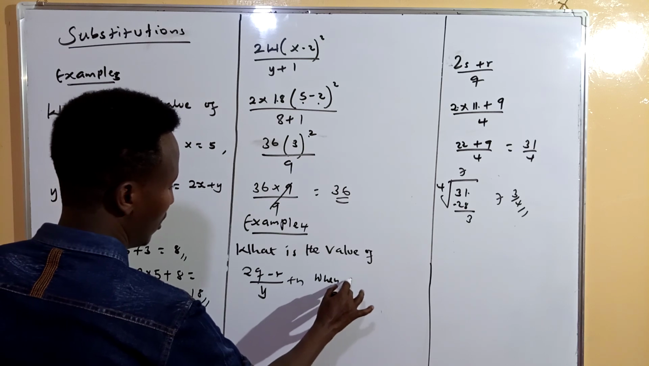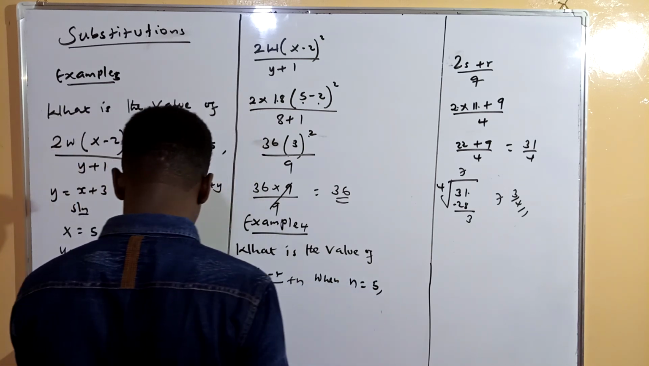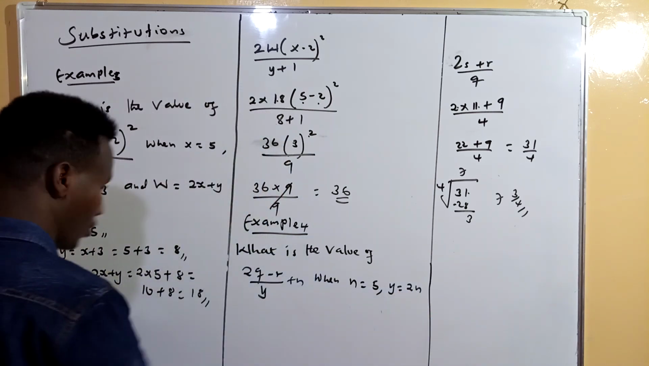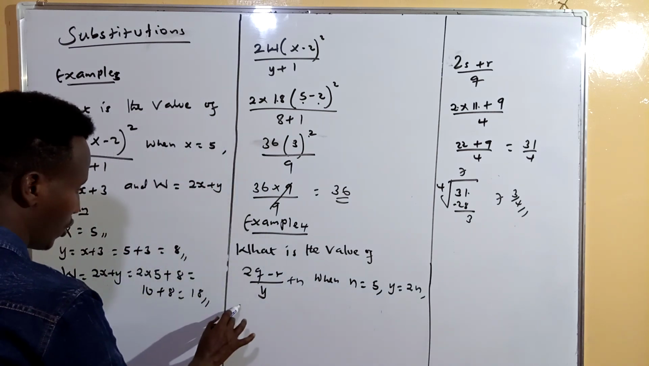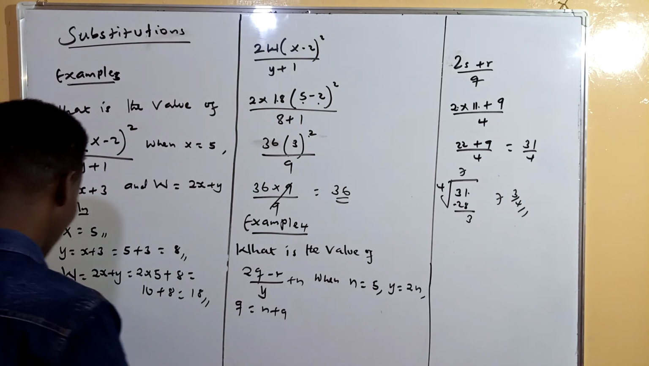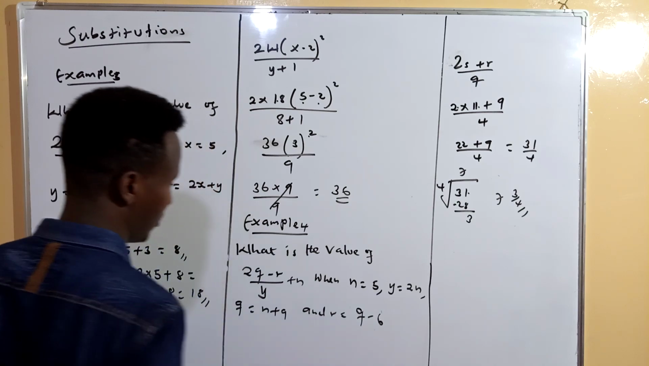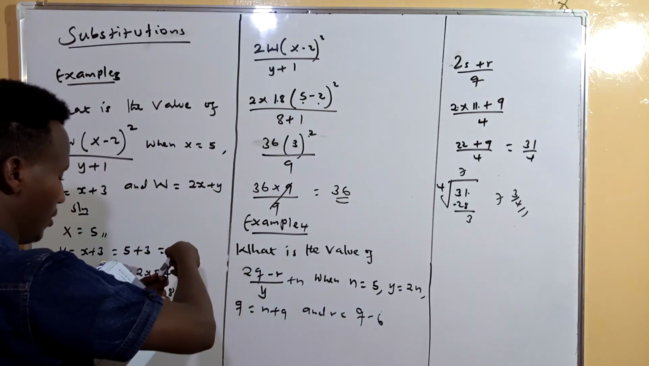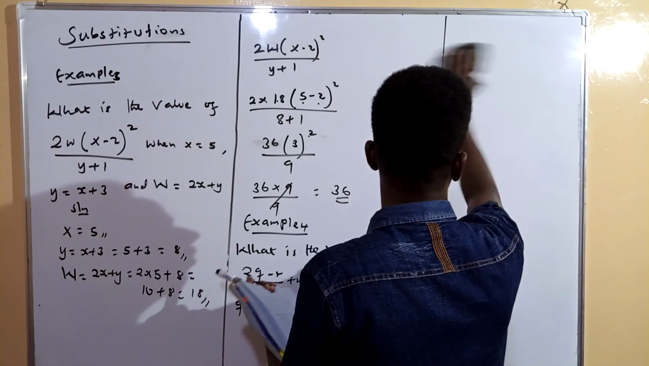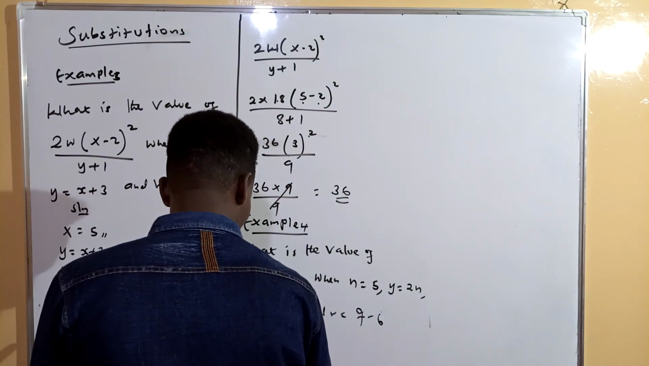where, or when, n is equal to 5, y is equal to 2n, q is equal to n plus 9, and r is equal to q minus 6. Now let's see how we are going to solve this thing.